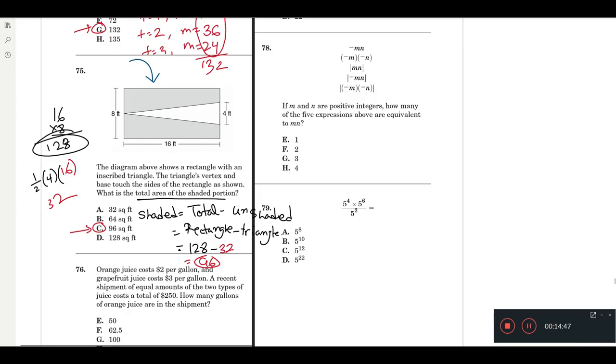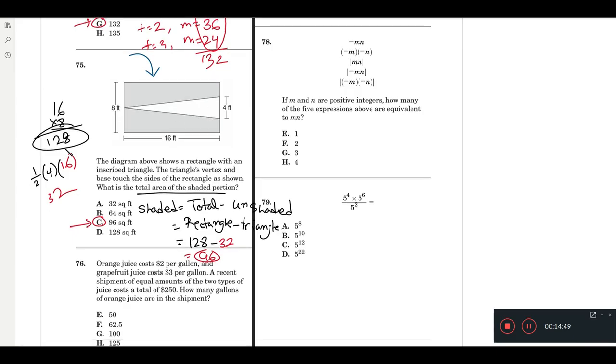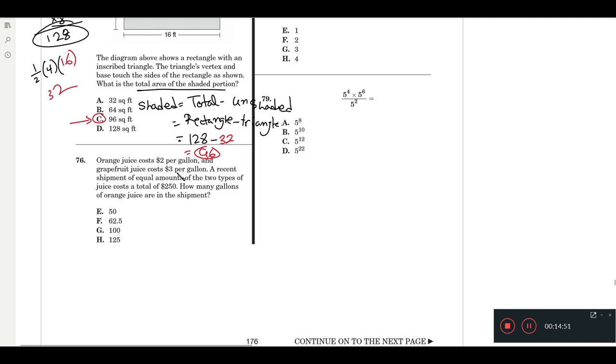That's it. Now, let's go for 76. Orange juice costs $2 per gallon and grapefruit juice costs $3 per gallon. A recent shipment of equal amounts of the two types of juice cost a total of $250. How many gallons of orange? All right, so we do an equation for this one. Set up an equation. You can do that too.